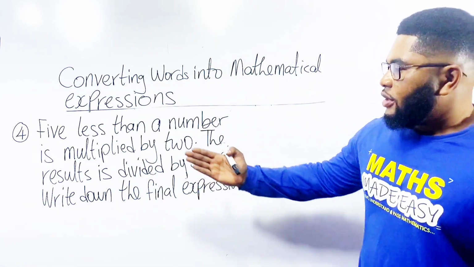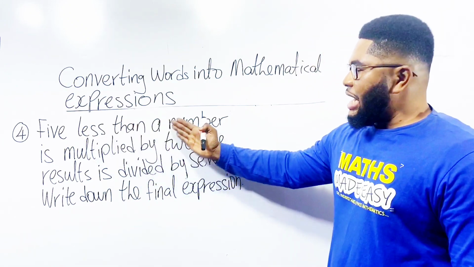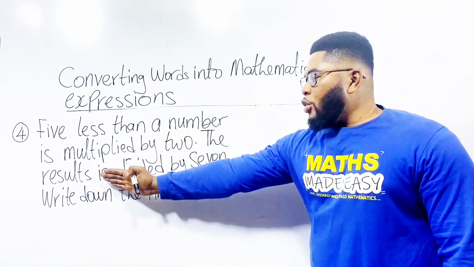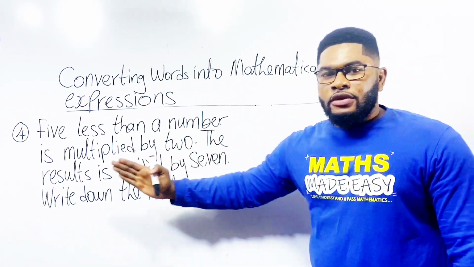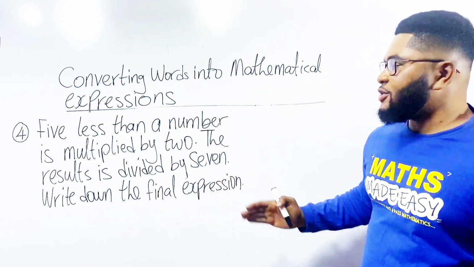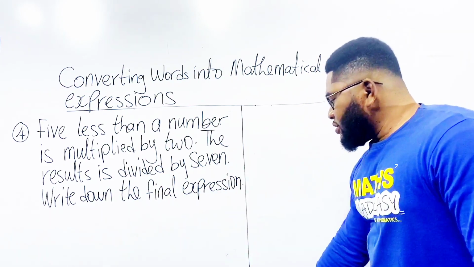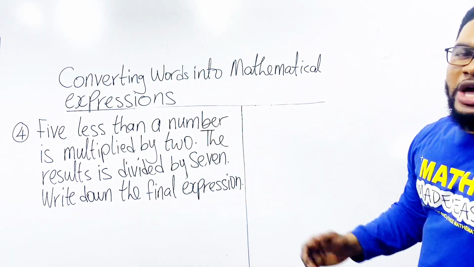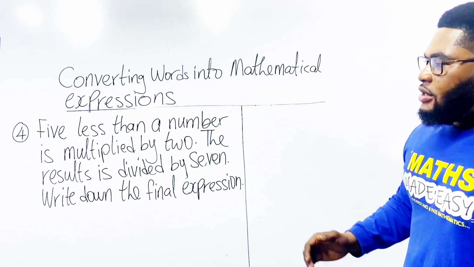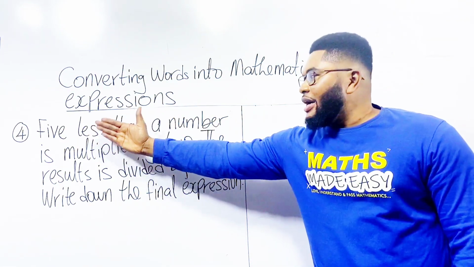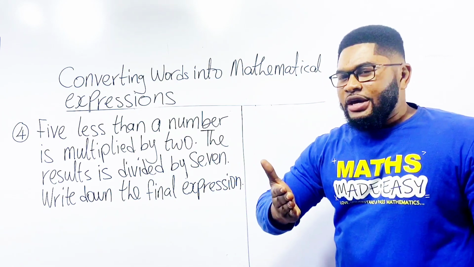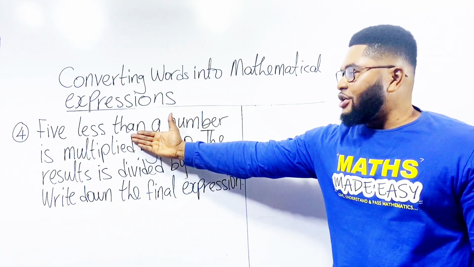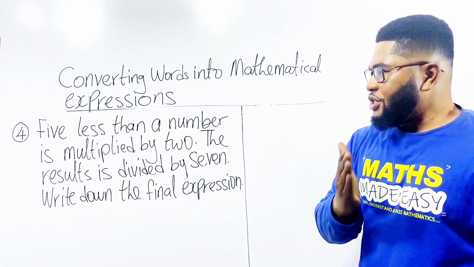Question number 4. It reads: 5 less than a number is multiplied by 2. The result is divided by 7. Write down the final expression. Let me just get a division that we solve here. From the question, we have to convert the words into maths. So 5 is a real number. Less than, don't forget, from the words we saw, less than was part of subtraction. So less than represents the subtraction sign. But take your time, because the positioning will change.